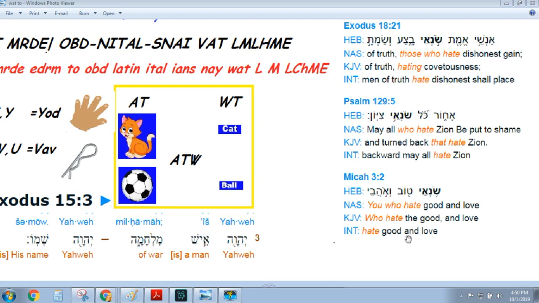They hate good and love. And so you really have to study. It takes a while to look, and you'll find out that they just make all these words up as they go along.